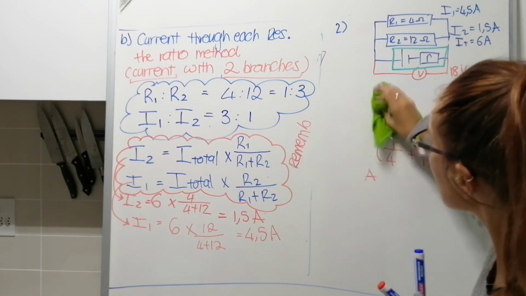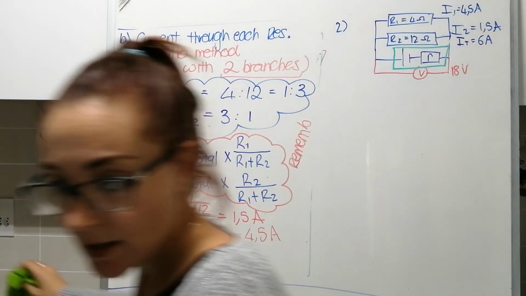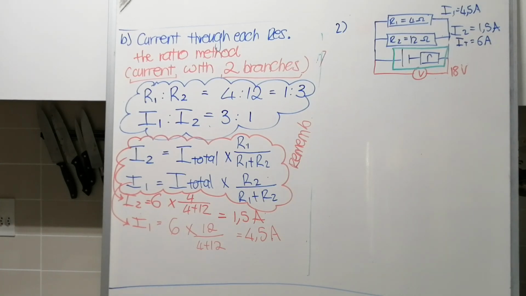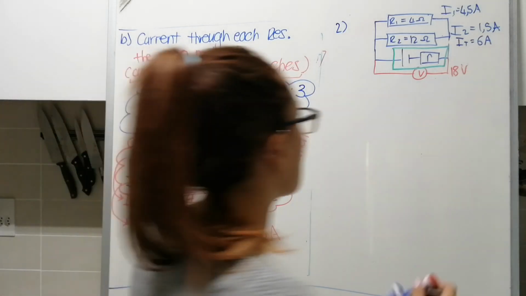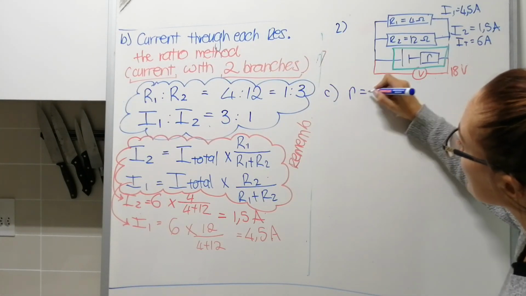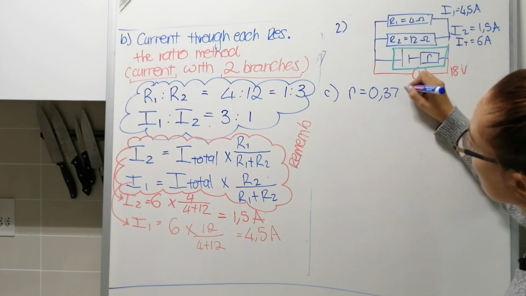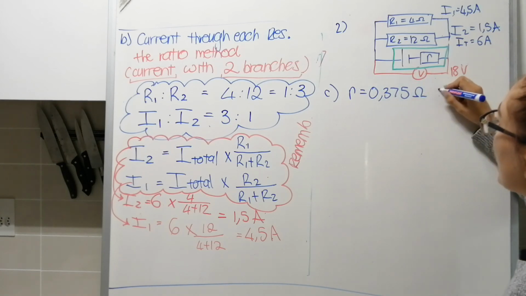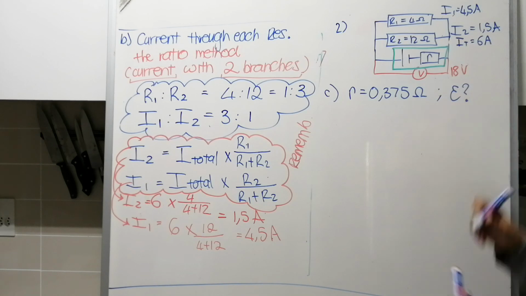Then question C. They tell us that the internal resistance is 0.375 and they ask us for the EMF. So I'm just going to write down those two pieces of information. The internal resistance is 0.375 ohms, and they ask us what is the EMF.